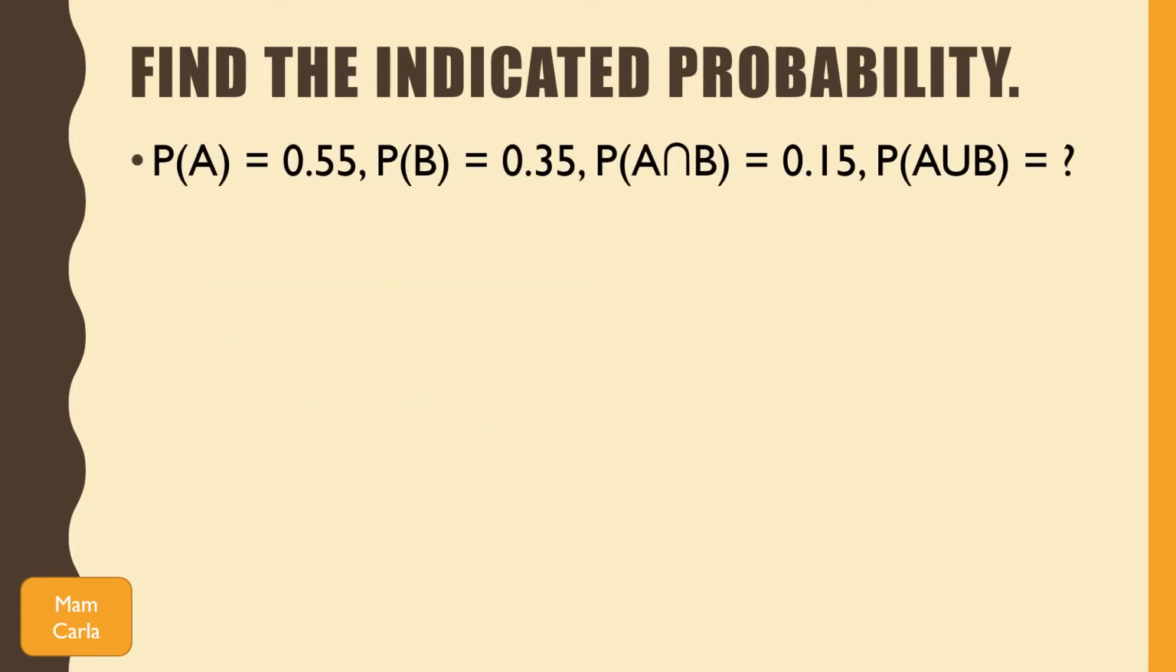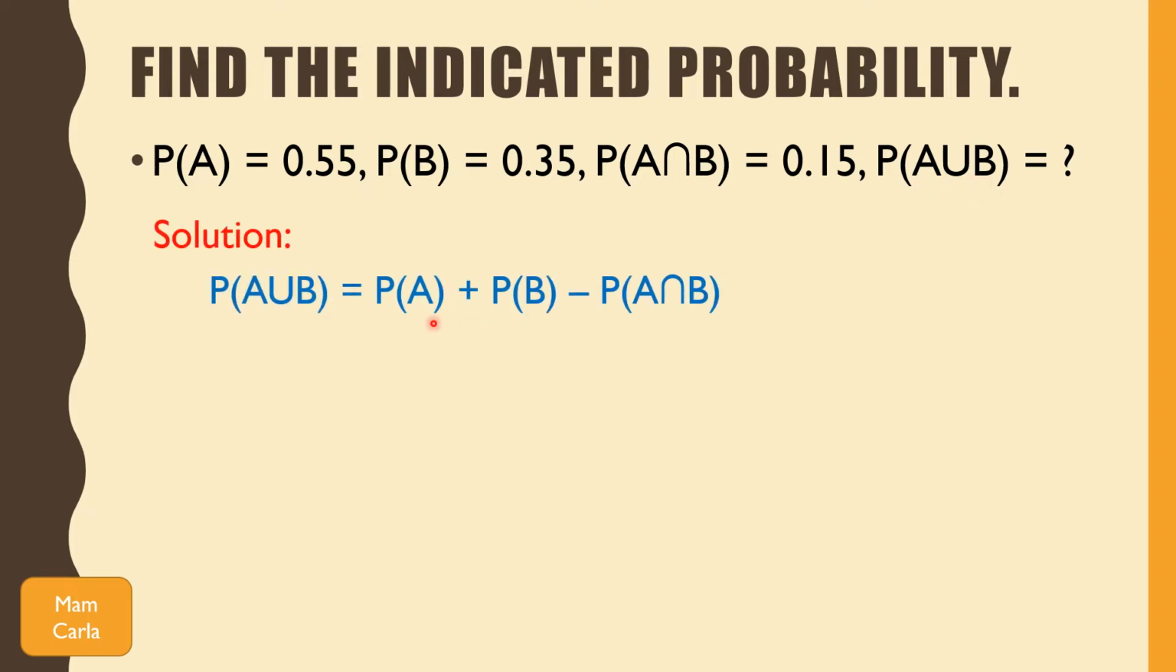Let us try the next example. Probability of A is 0.55. Probability of B is 0.35. Probability of A intersection B is 0.15. And we are asked to find the probability of A union B. So again, we will be using the formula, and then we just substitute the values.